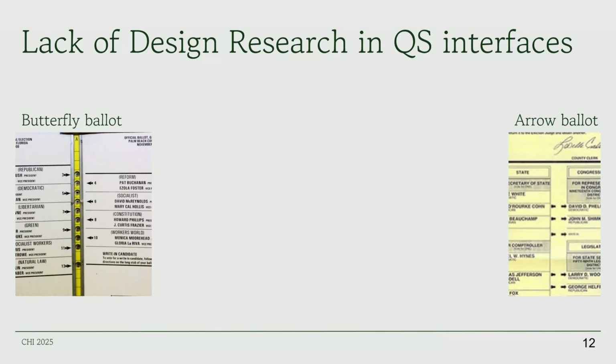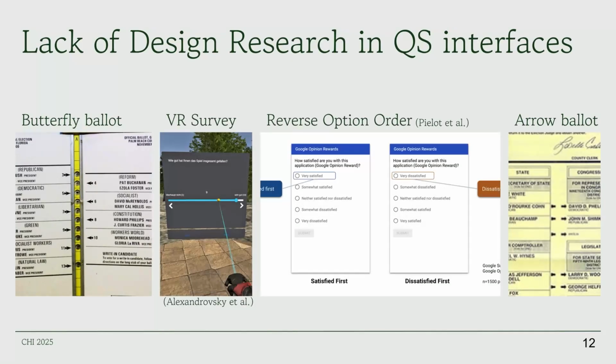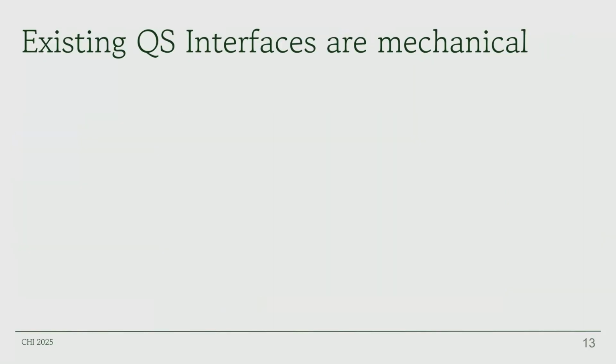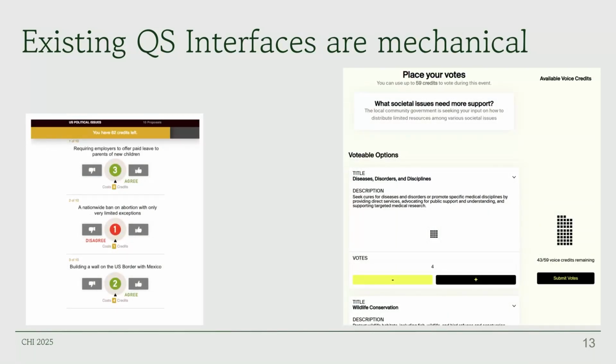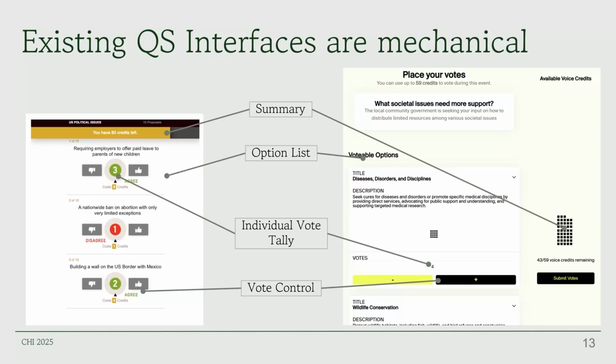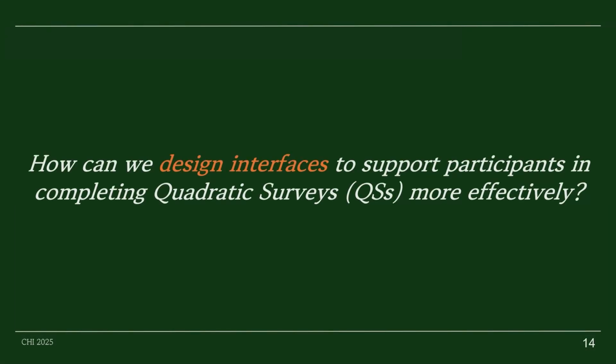Prior HCI research has also shown how survey interfaces, such as the ordering and placement of survey options, affect responses. Current QS-like interfaces rarely consider respondents' challenges, and most interfaces remain similar, emphasizing only mechanical survey operations, such as presenting a single list of options, the vote controls for the options, the summary statements, and the current status of the overall question. They overlook possible challenges respondents face when completing quadratic surveys, and thus we ask in this study, how can we design interfaces to support participants in completing QS more effectively?